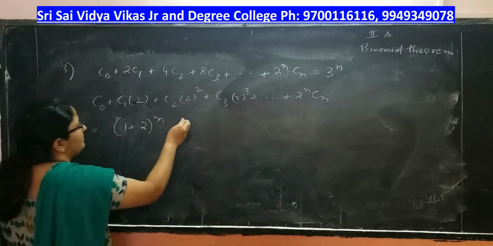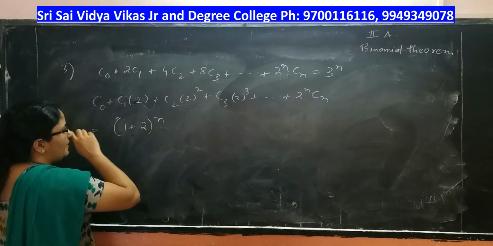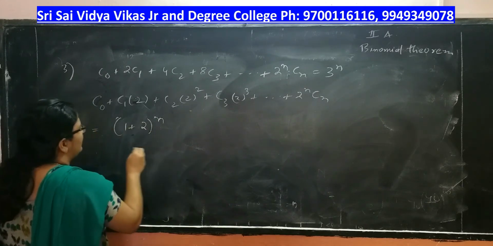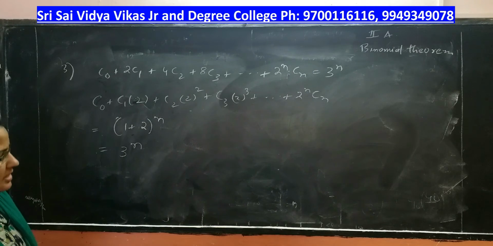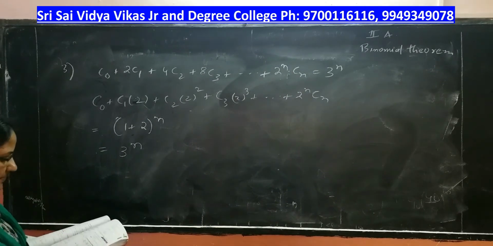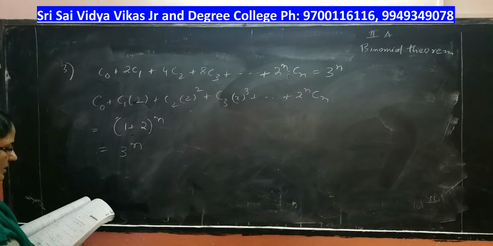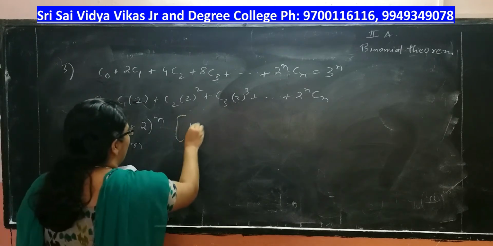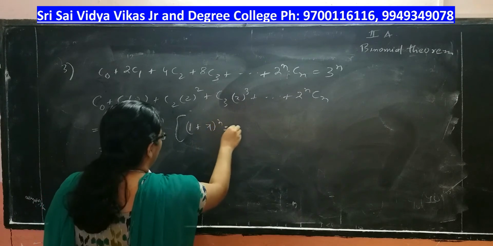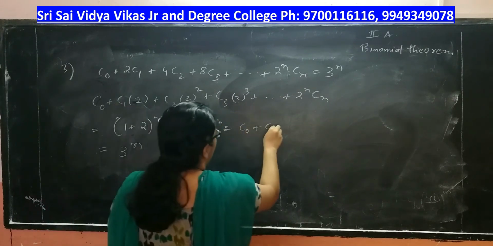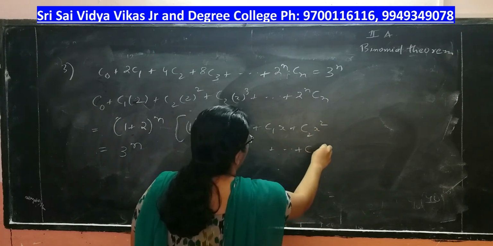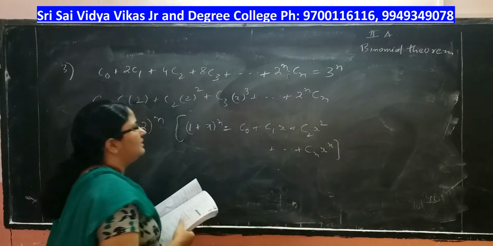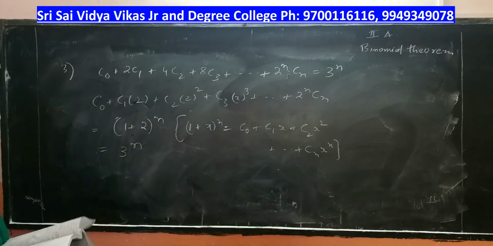This is in the form of (1 + x)^n, so that is equal to 3^n. That's about this problem, children. It's a short problem because this is of the form (1 + x)^n is equal to C0 + C1 x + C2 x^2 + and so on + Cn x^n. This is the formula of (1 + x)^n. Let us discuss some more problems.